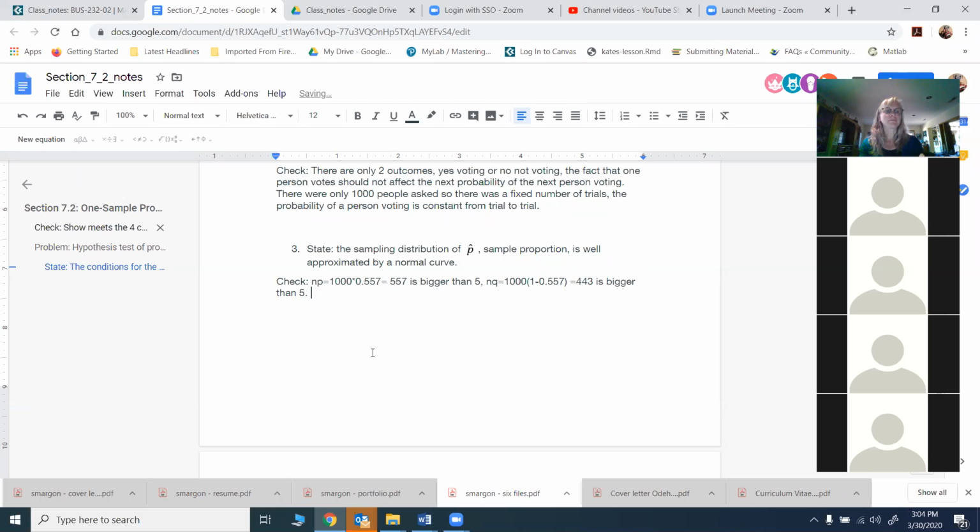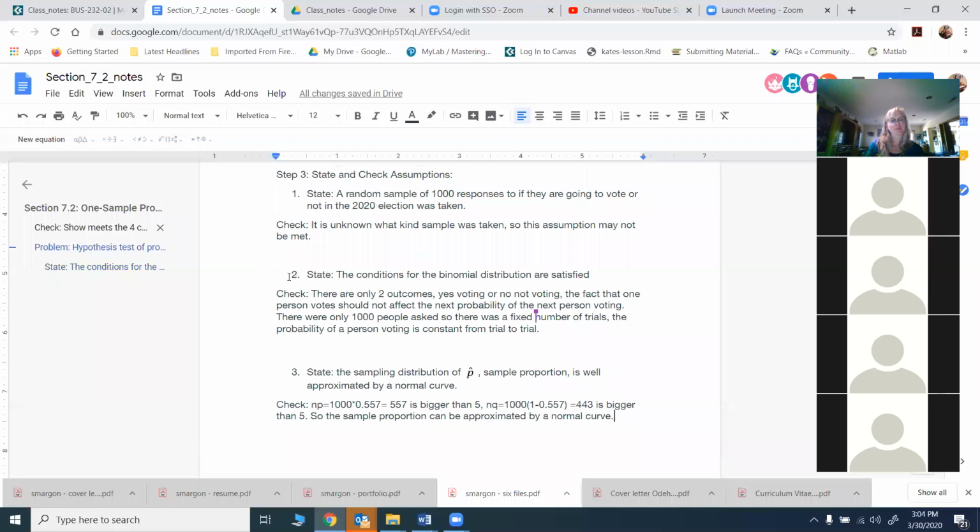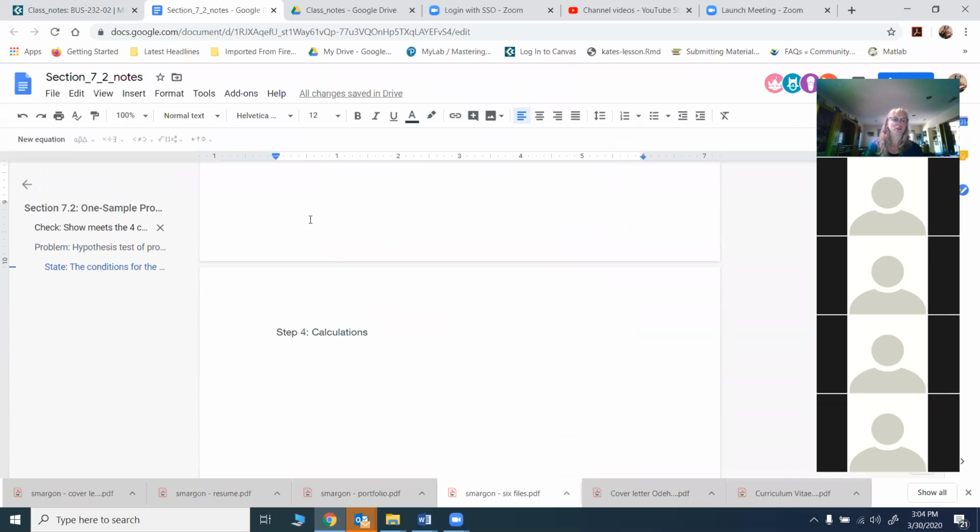All right, so since both those things are true, that means the sample proportion can be approximated by a normal curve. Thank you so much for fixing my spelling. All right, that makes sense? So that means this assumption's been met. The only one that we're not so sure about is that first one of what kind of sample was taken. I should probably research who that group is.